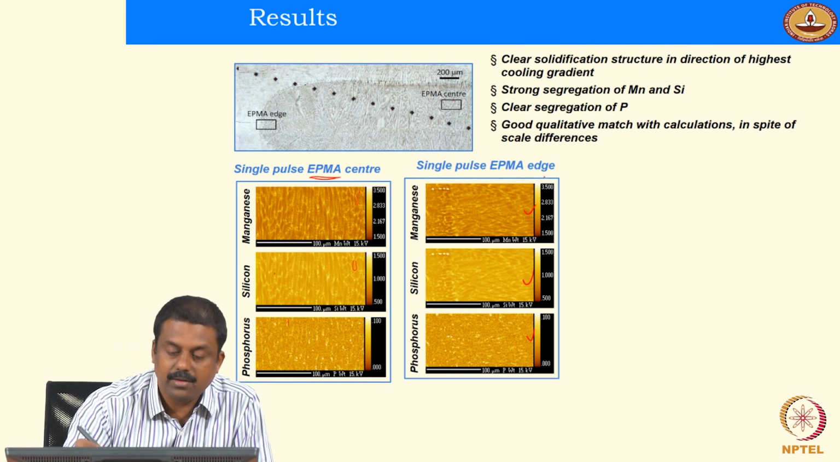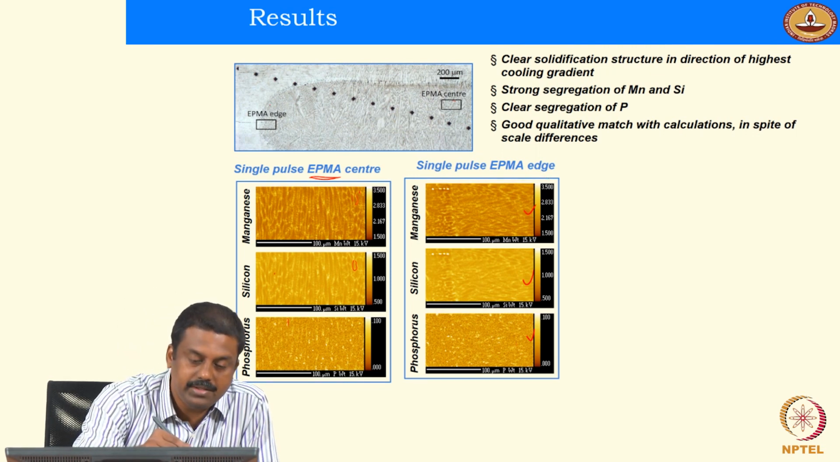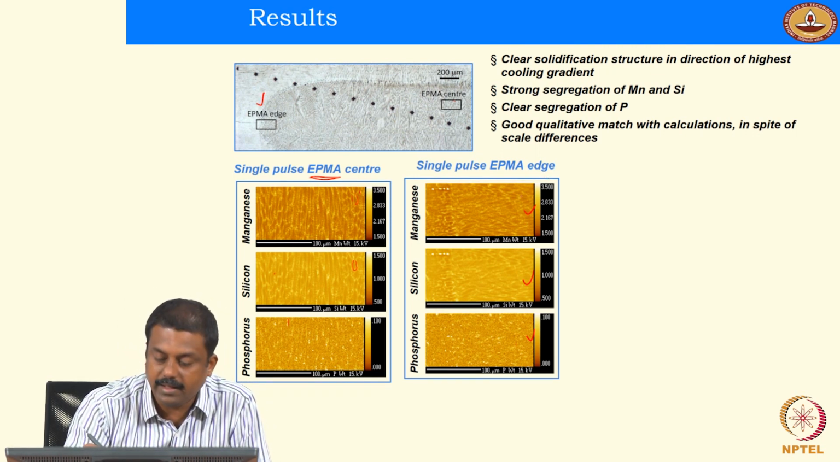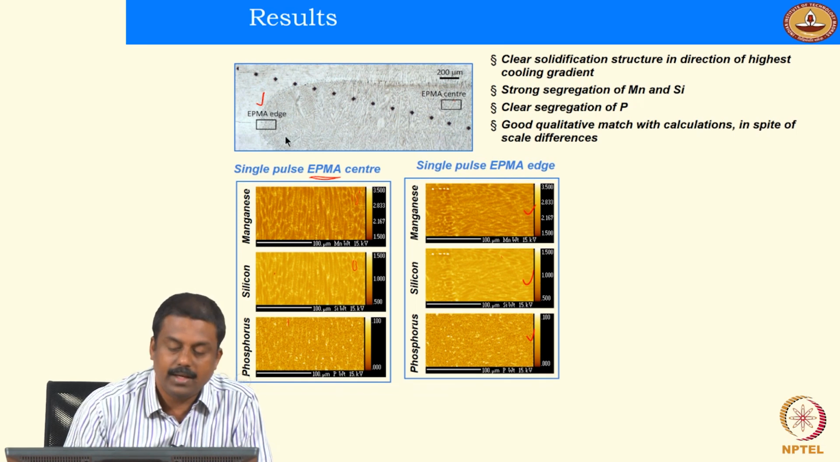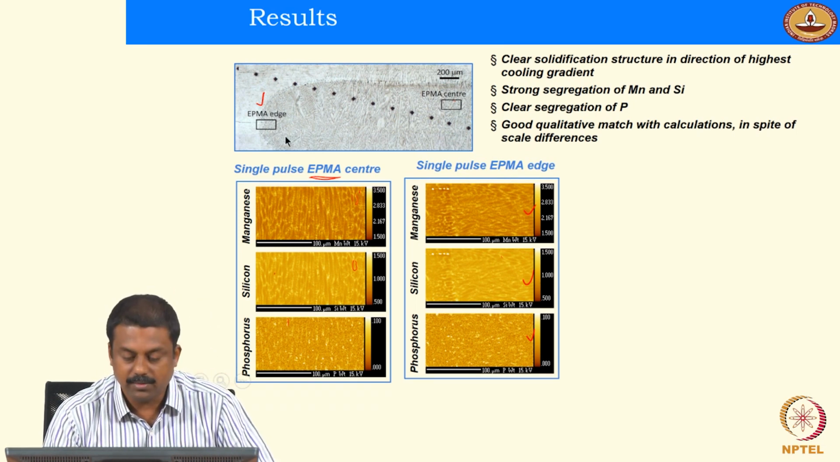And the same is actually shown at the edge region, and you also see a segregation of manganese, silicon and phosphorus at the grain boundaries. You see the bright regions, they are all segregated regions, which are nothing but the dendritic boundaries during solidification.